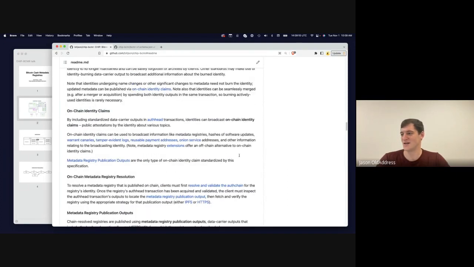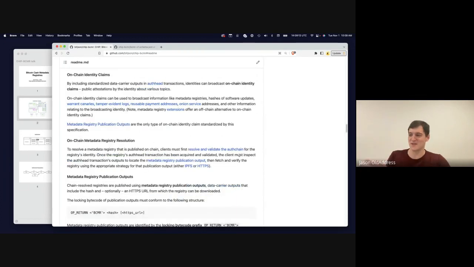So we just talked about how we develop these chains. Now we can talk about this idea of an on-chain identity claim: a claim made by an identity that is publicly broadcast on chain. It's quite straightforward. In the latest transaction, when you spend your output 0 forward and migrate your identity to another transaction, you can stick an OP_RETURN in any of those outputs. We call those on-chain identity claims, and they can be very useful for things like hashes of software updates. I have some examples here.